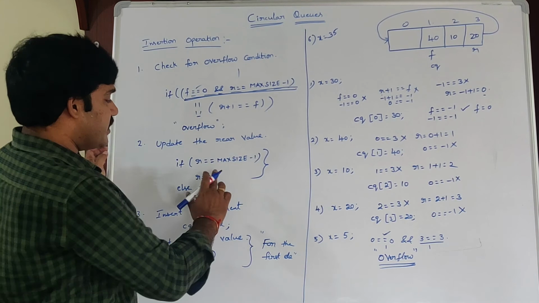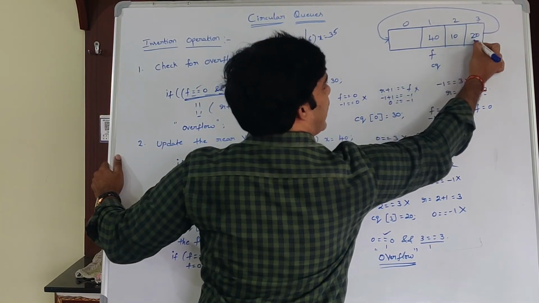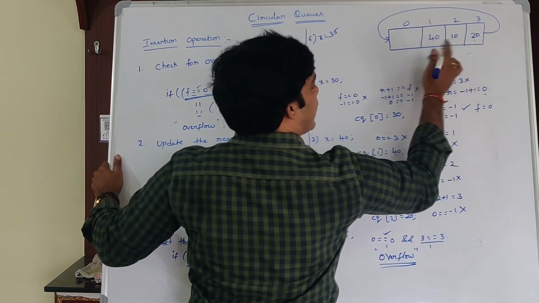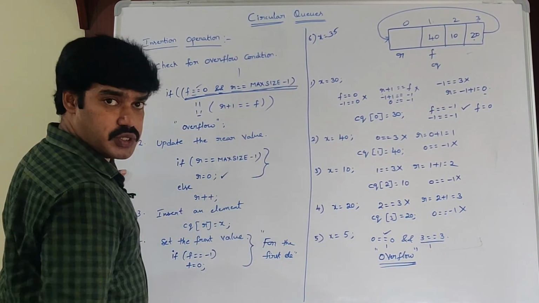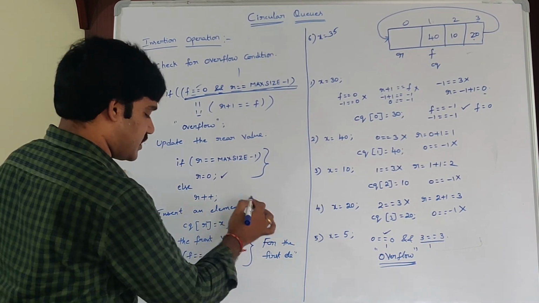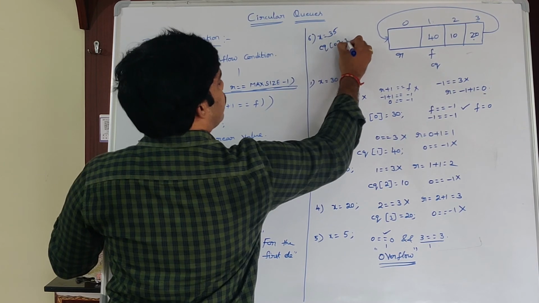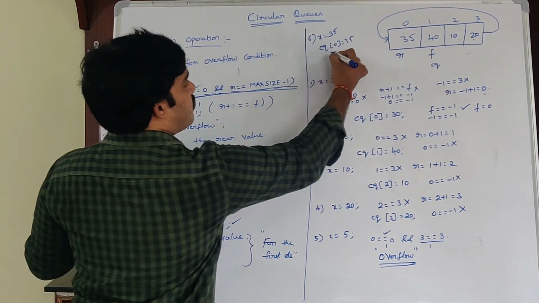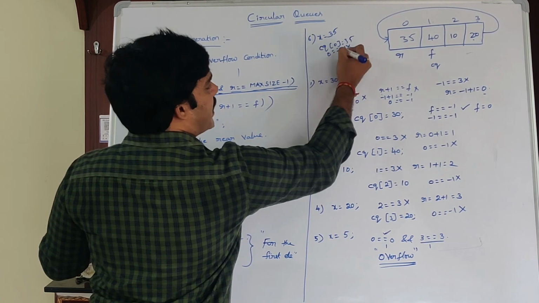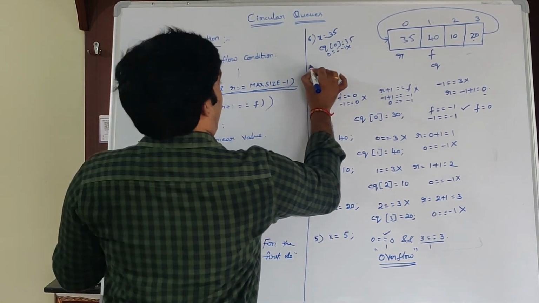How to update? Is rear reaches max size minus 1? Yes, rear reaches max size minus 1. Then update the rear value to which one? 0. And then insert an element into the circular queue. CQ of 0 is equal to 35. Next, is f is equal to minus 1, 0 equal to minus 1? No, condition is false.